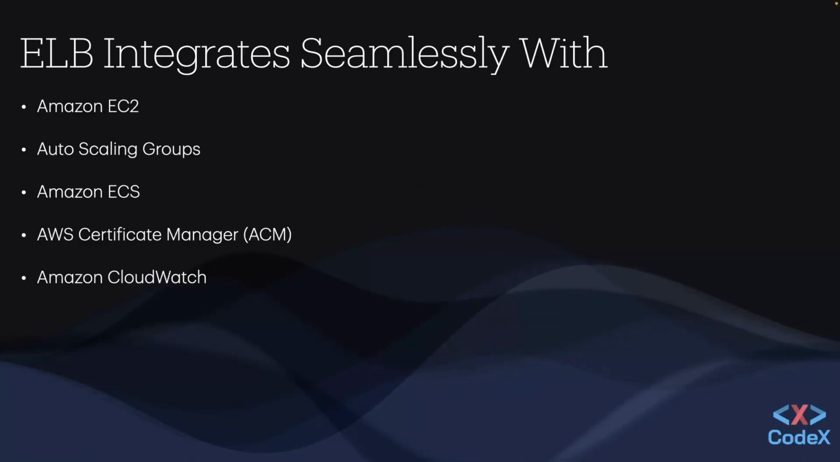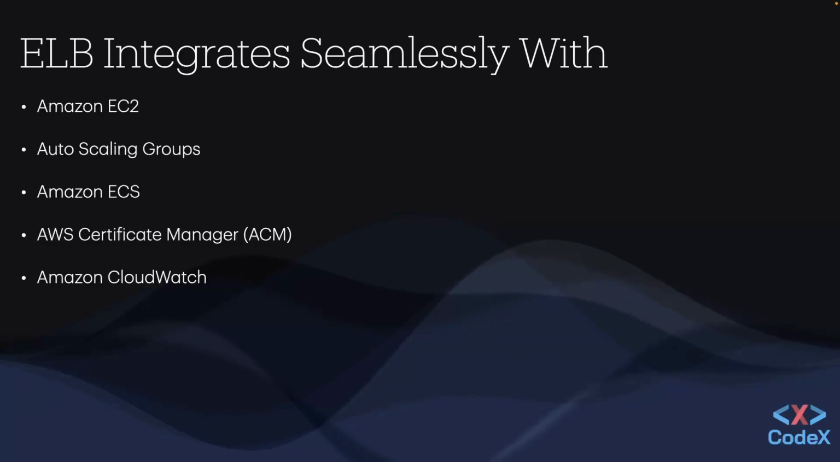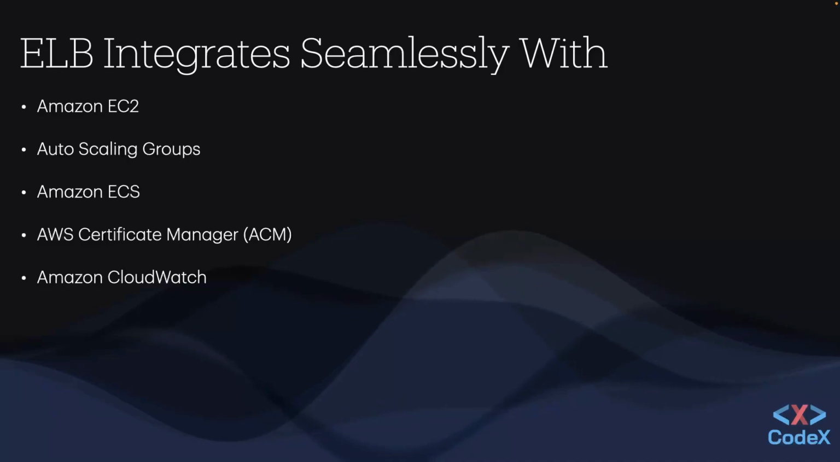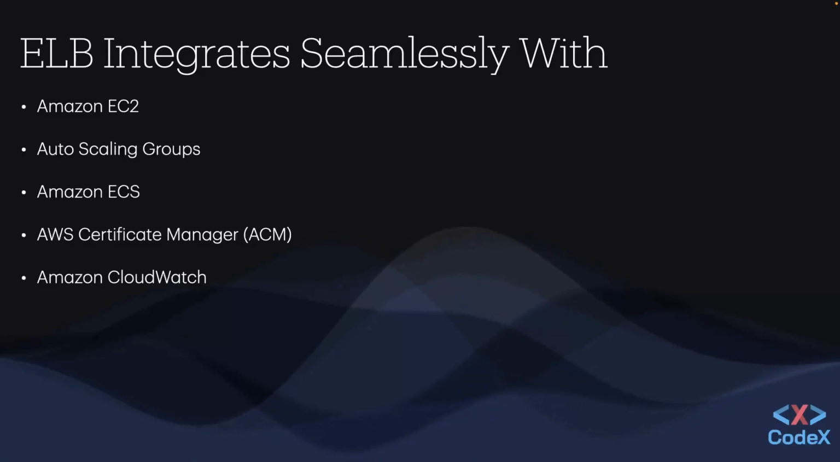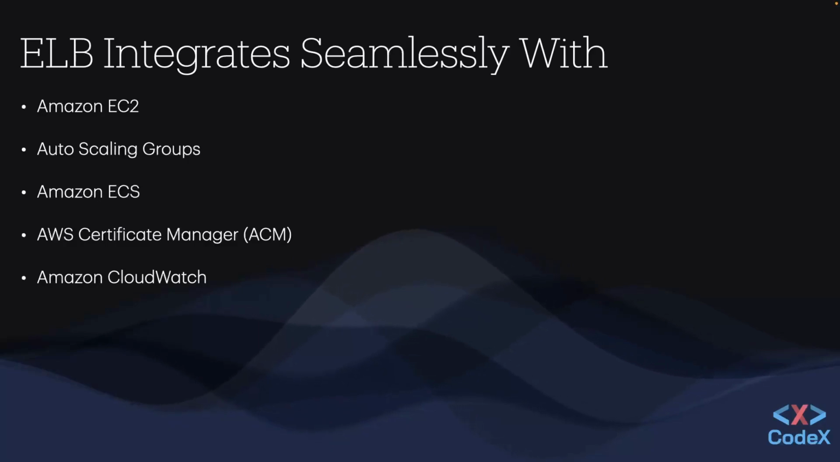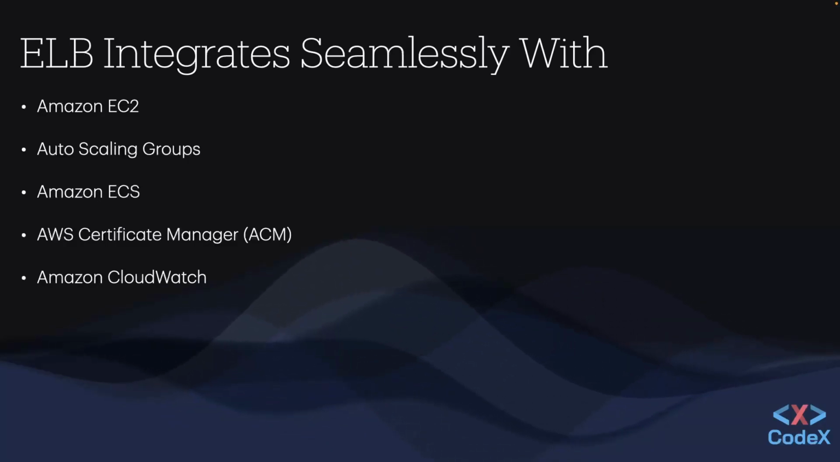Integration with AWS services. ELB integrates seamlessly with other AWS services such as Amazon EC2, Auto-Scaling Groups, Amazon ECS, AWS Certificate Manager, ACM, Amazon CloudWatch for monitoring. This makes it a powerful component in any cloud-based architecture.